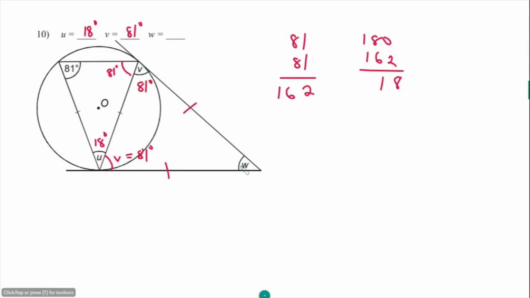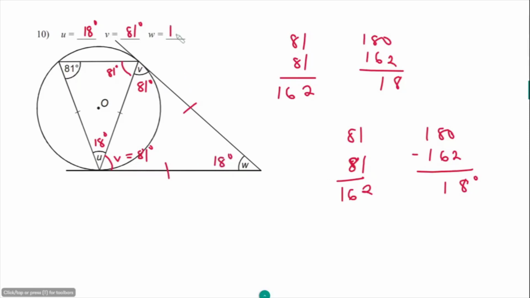So to get W, add up these three angles to be 180. I need to add these two angles first. That's 81 add 81, that's 162. And to get W, I subtract this value from 180, because remember, the sum of angles in a triangle is 180. So 180 subtract 162 gives me 18 degrees. So W is 18 degrees. Wow.